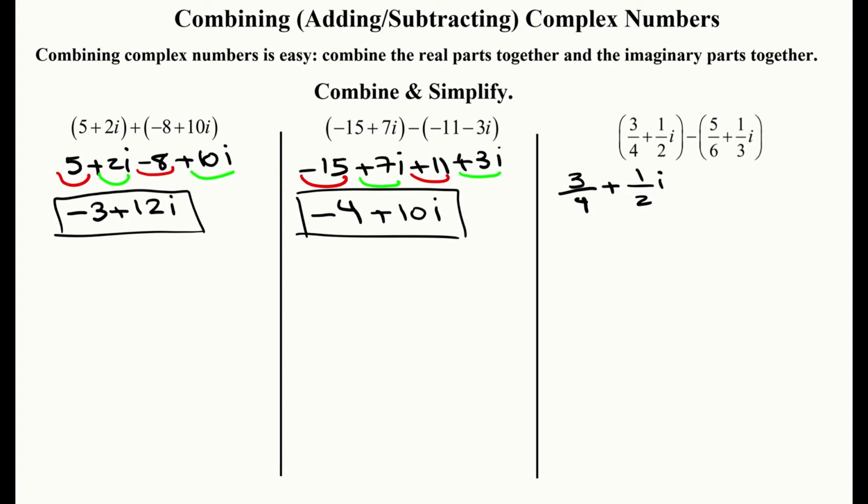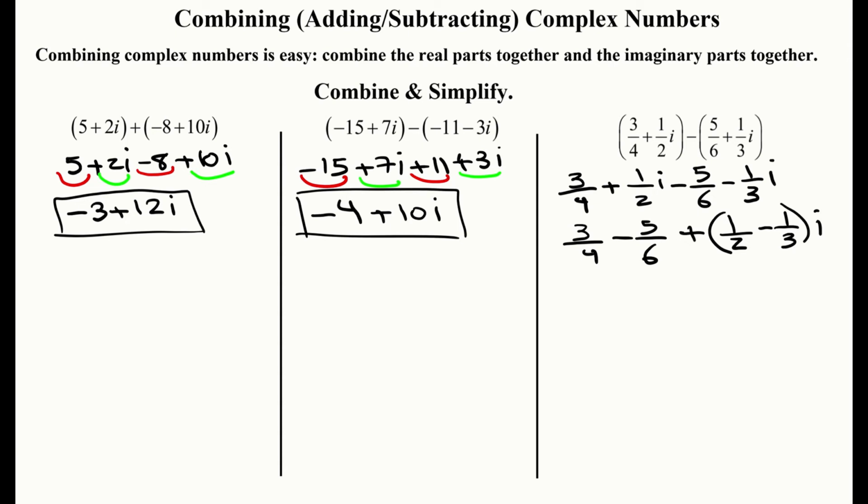Now we're going to distribute the negative, so we get minus 5/6 minus 1/3 i. So let me go ahead and put the like terms next to each other. We're going to combine 3/4 minus 5/6, and then we'll write the 1/2 minus 1/3 together, and we'll factor out that i. For the first two fractions, we need a common denominator of 12, which means, of course, we're going to have to multiply this 4 by 3 and do the same on the top, and this 6 by 2 and do the same on the top.